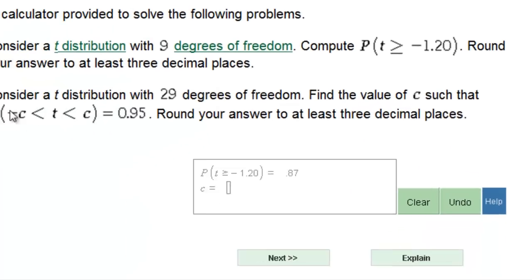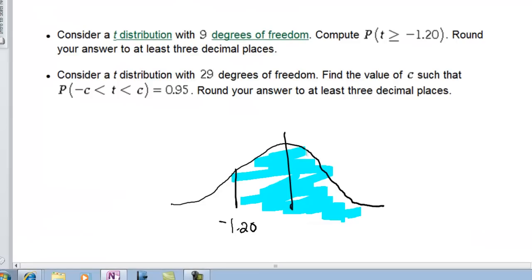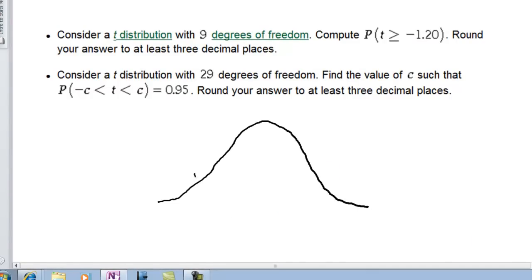Now the next one, it says consider a t-distribution with 29 degrees of freedom. Find the value of c such that the probability from negative c to positive c encompasses 95% of the area. So going back to this, a little different problem, but I'm going to go like this. There's a c and a negative c, which leaves 2.5% on either side and 95% in the middle. And we want to discover what that c is.